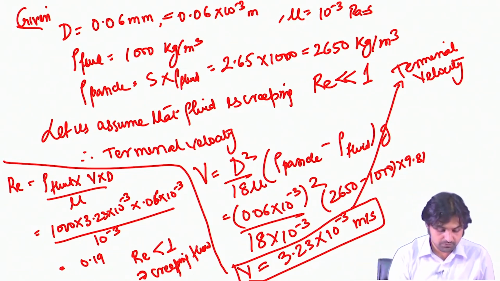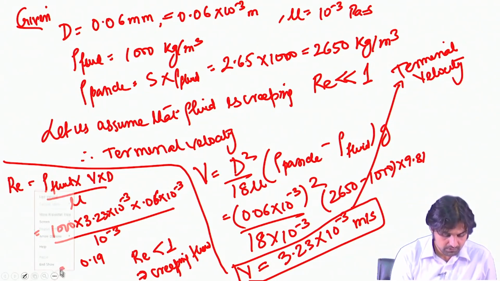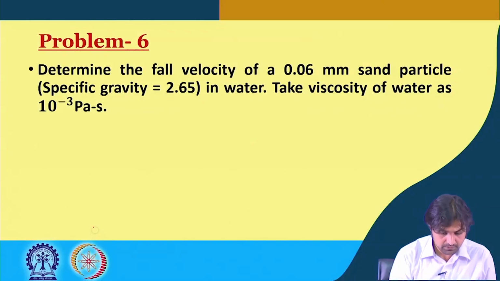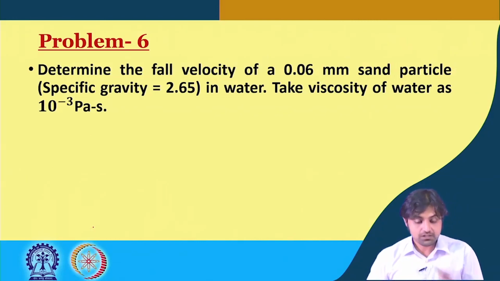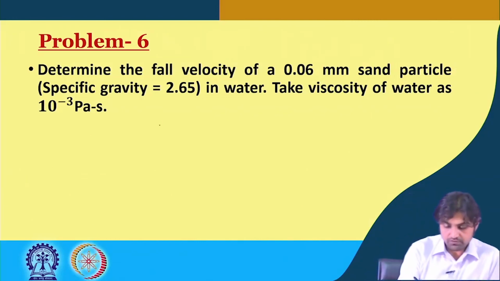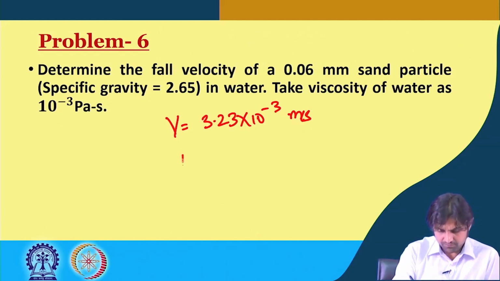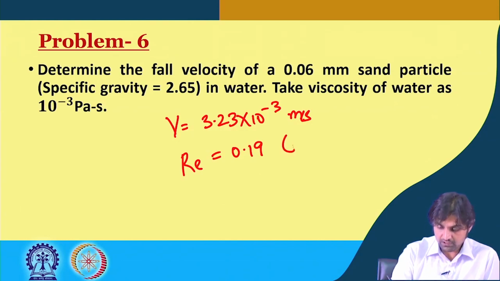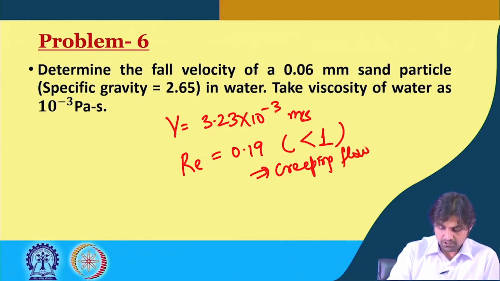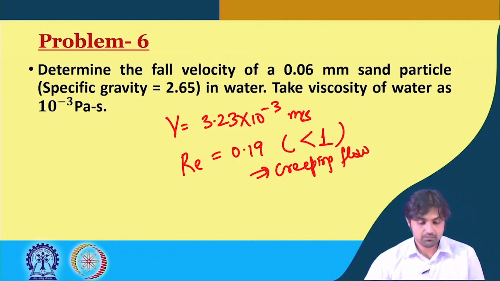So we are going to go back to the slide. All right, so this is the problem that we have solved. So we have got V is equal to 3.23 into 10 to the power minus 3 meters per second, and after checking the Reynolds number, it came out to be 0.19, which is less than 1, therefore creeping flow, and we would have applied the terminal velocity.